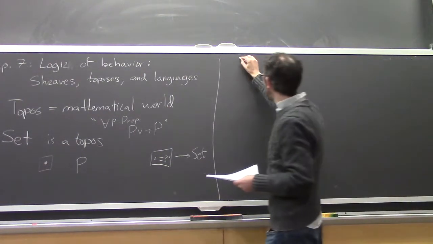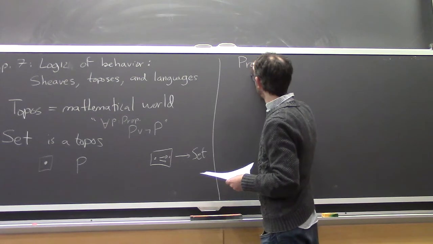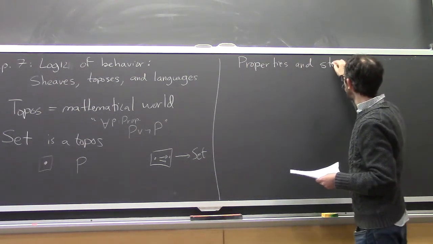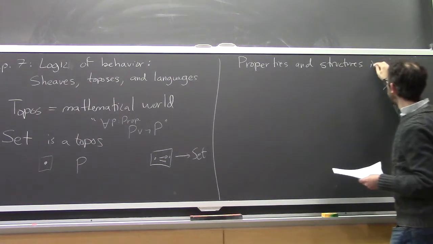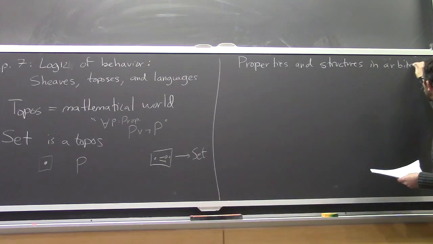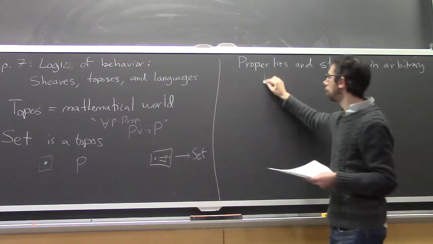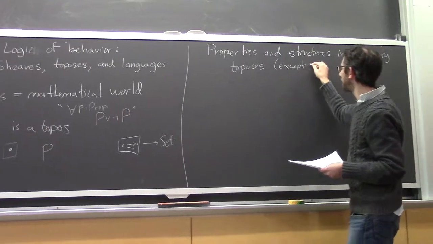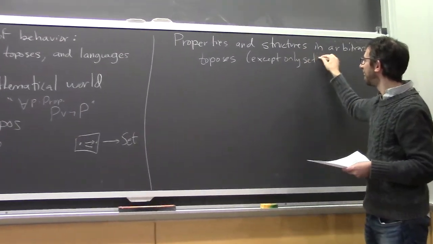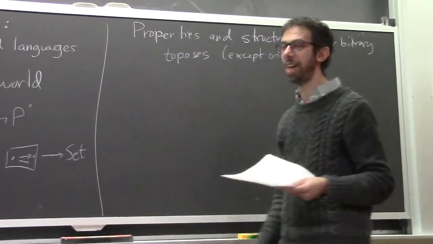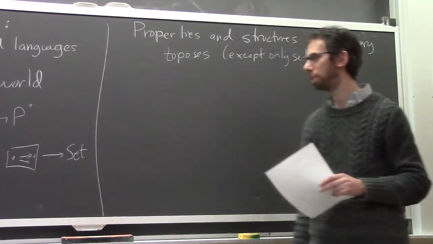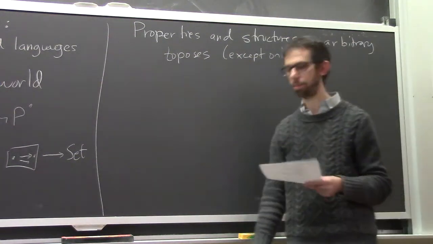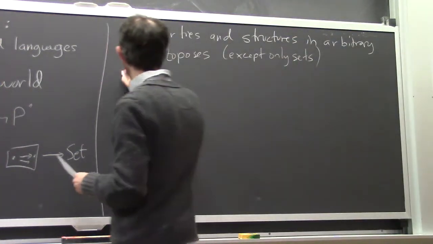So what I'm going to talk about is some properties and structures in arbitrary toposes, except only sets. I don't know how to say that right, but I'll pretend I'm saying sets. If you already know something about toposes, or you want to, just take any time I say the word set and think object in a topos.